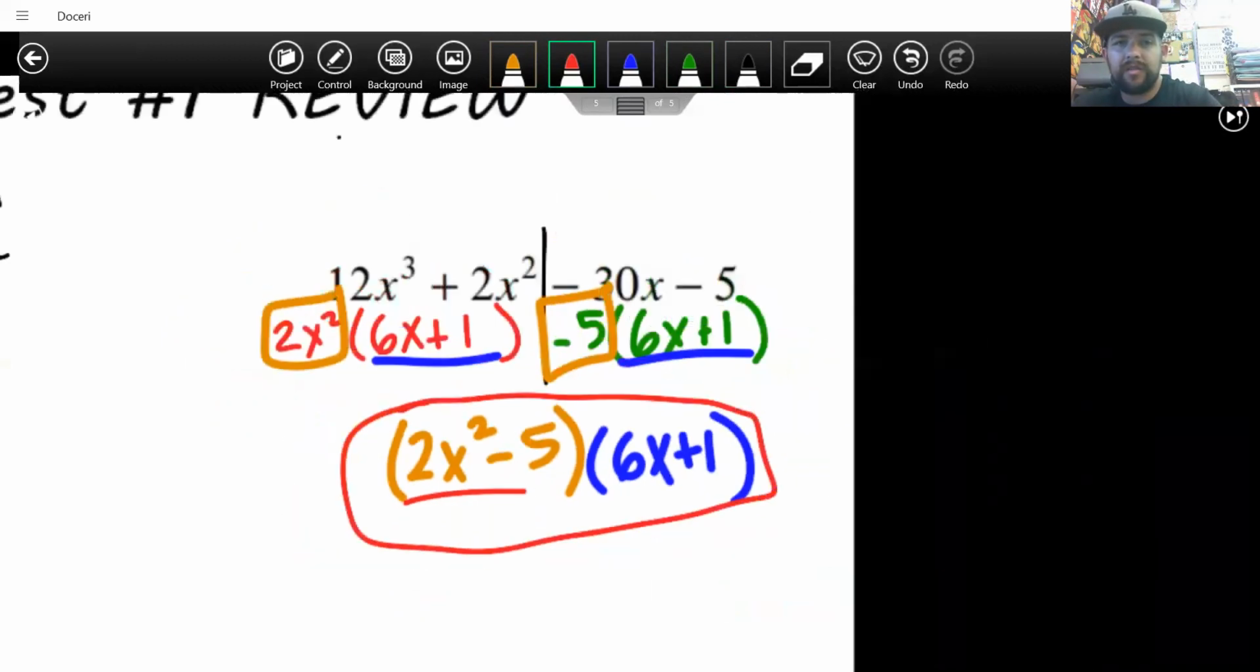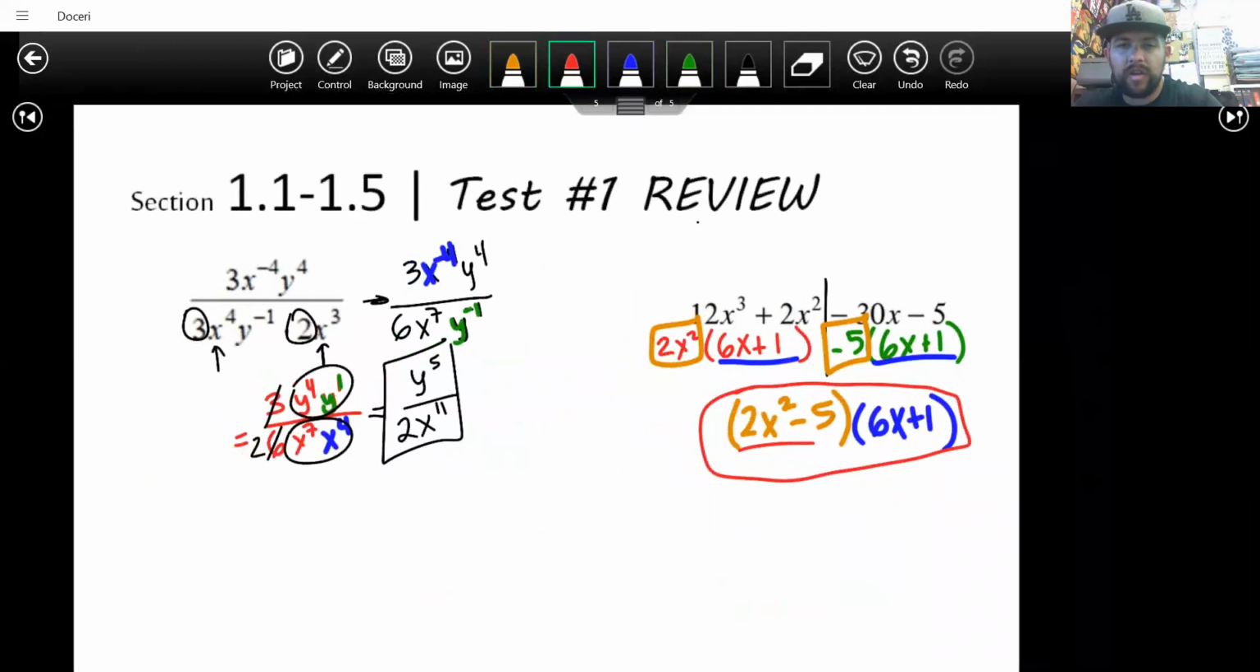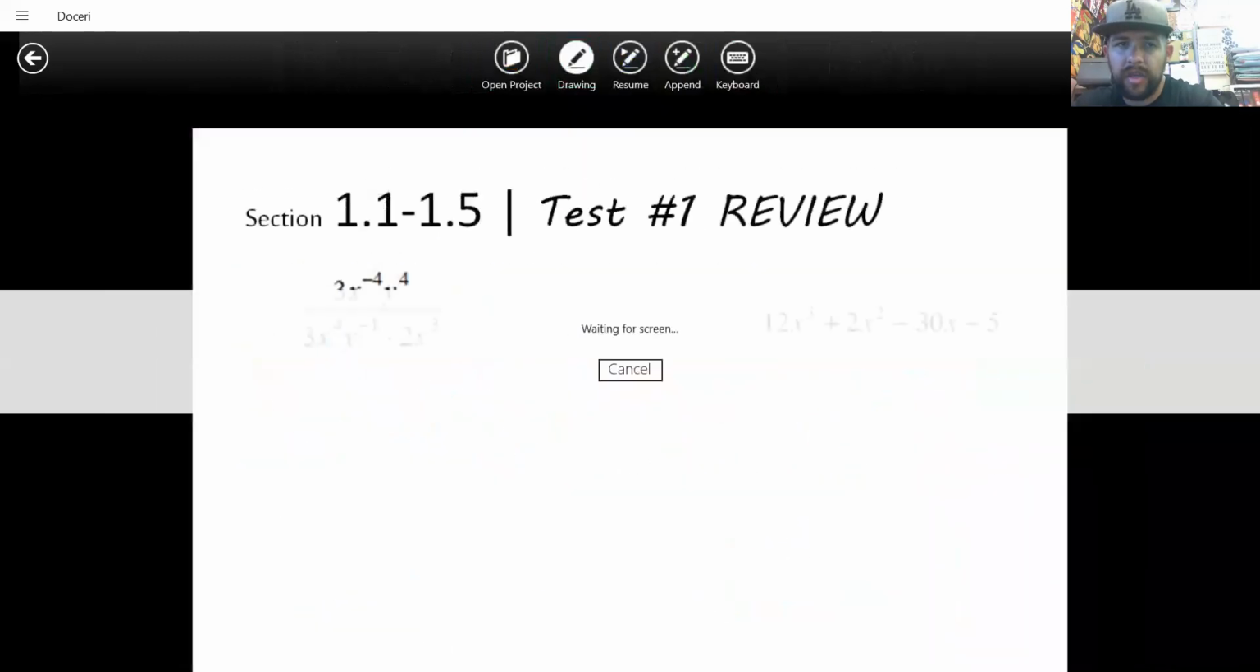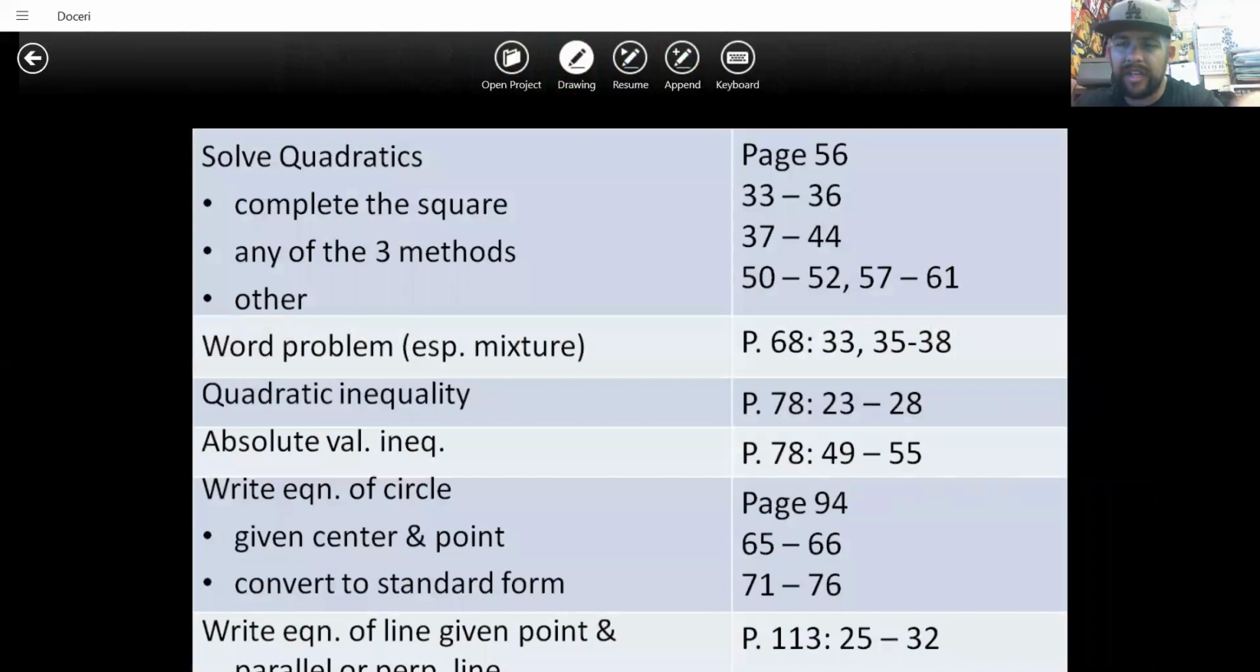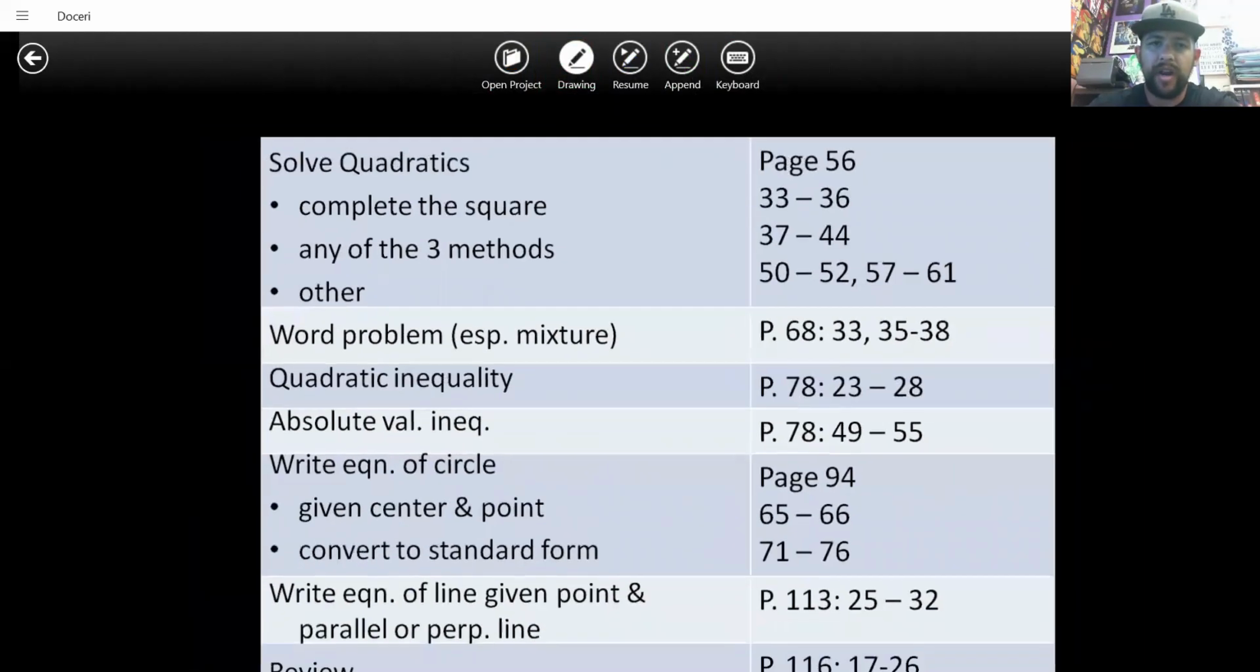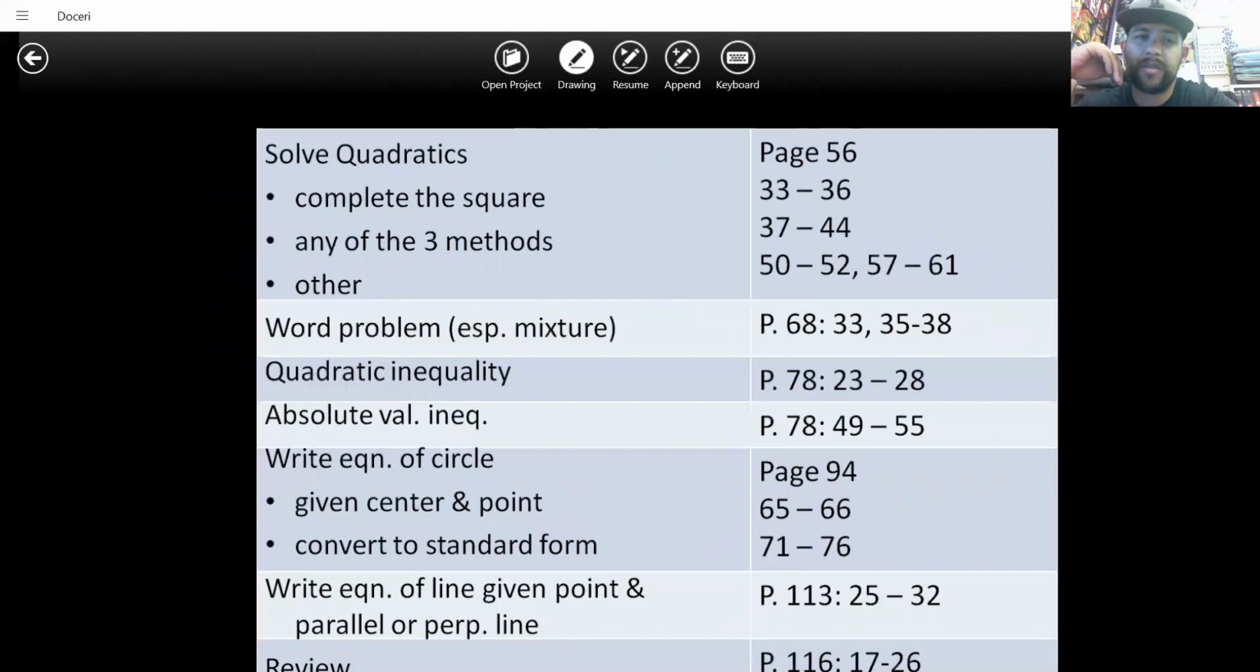So this is a review for you guys. You've done little quick problems. These are great problems for you guys to review. Again, looking at these methods, we have completing the square, any 3 different types of methods. So complete the square, quadratic equations, solving equations, solving quadratics by factoring, and then the other types of problems using square roots. We had word problems, which is especially like mixture problems. So mixing solution 1 with solution 2 to create an alloy. Fruit juice A, fruit juice B to create a concentration.